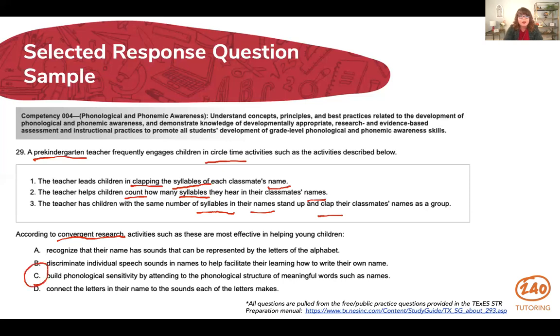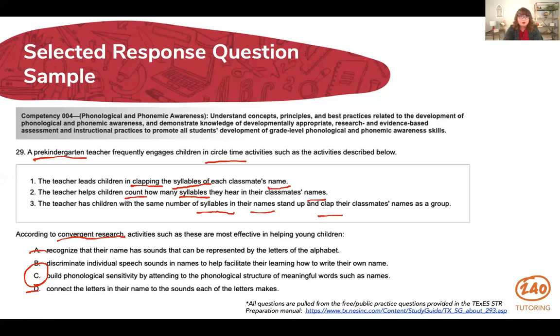Now let's talk about why the wrong answers are wrong. Choices A and D describe the alphabetic principle. So if you don't know what that is, remember that's one of those things that's mentioned in those descriptive statements. You can go look that up. And again, there was no mention of individual letters or the sounds they make. That's the alphabetic principle, those individual letters and the sounds that they make. So A and D can be ruled out.